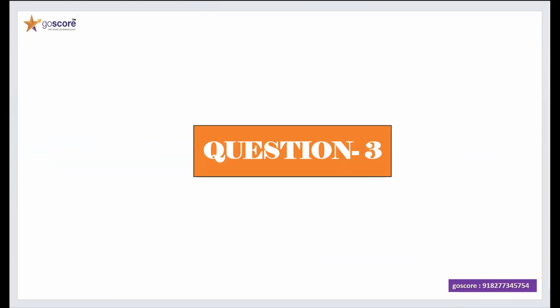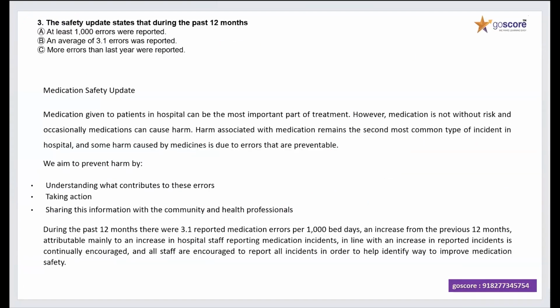Now we can move to question number. So third question. The safety update states that during the past 12 months, okay, during the past 12 months, at least 1,000 errors were reported. An average of 3.1 errors was reported. More errors than last year were reported. Okay, we have read the question statement, read the answer options.